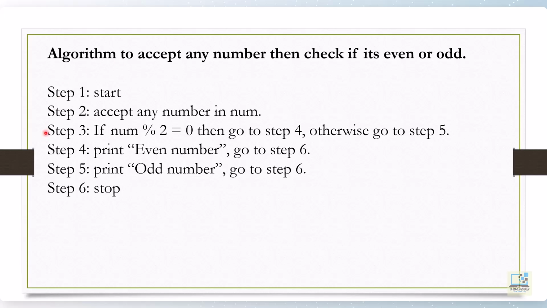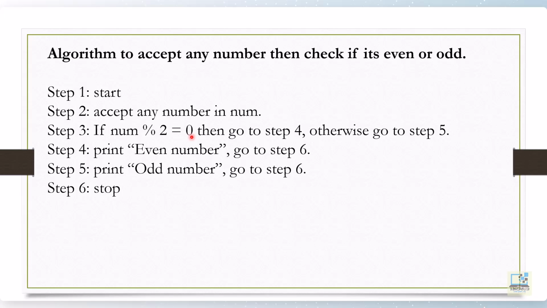So in this algorithm, I am explaining how we can use conditions in algorithm. So as you can see, the step number 1 and step number 6 both are same as before, start and stop. Step 2 is accepting a number. That's okay. In the step 3, we have to focus because here we have a condition. This is how we write condition in algorithm. We write if and we write a condition like this.